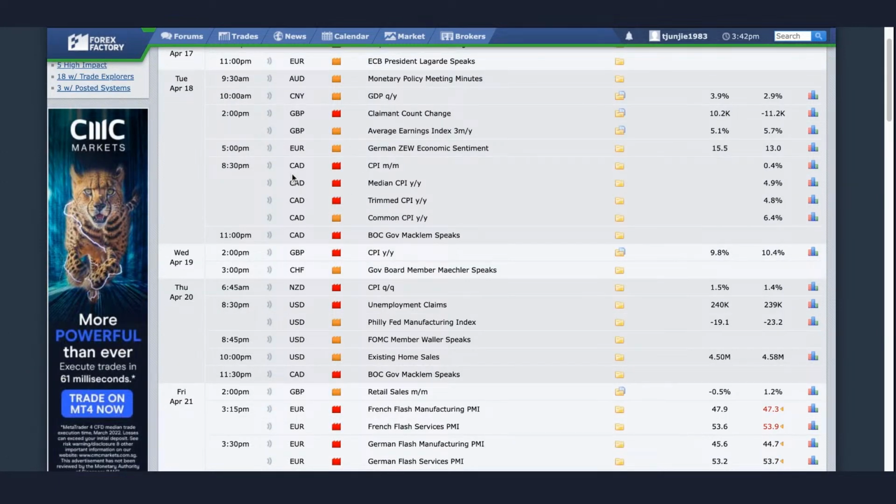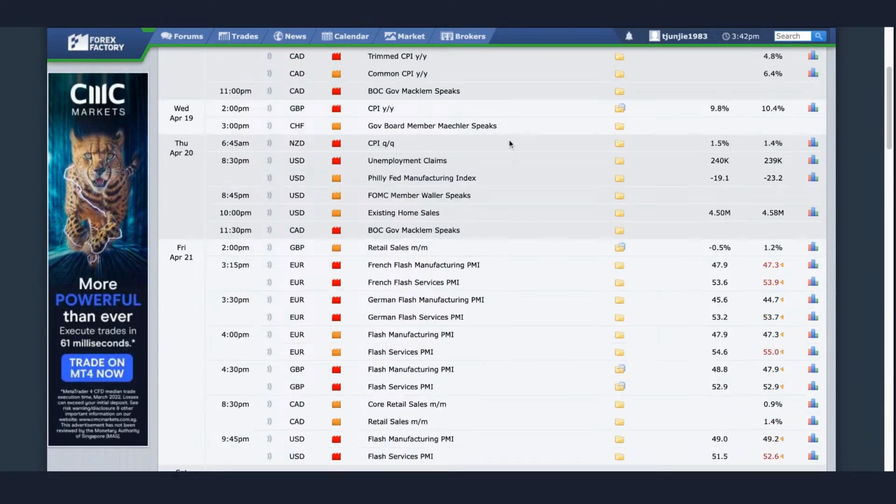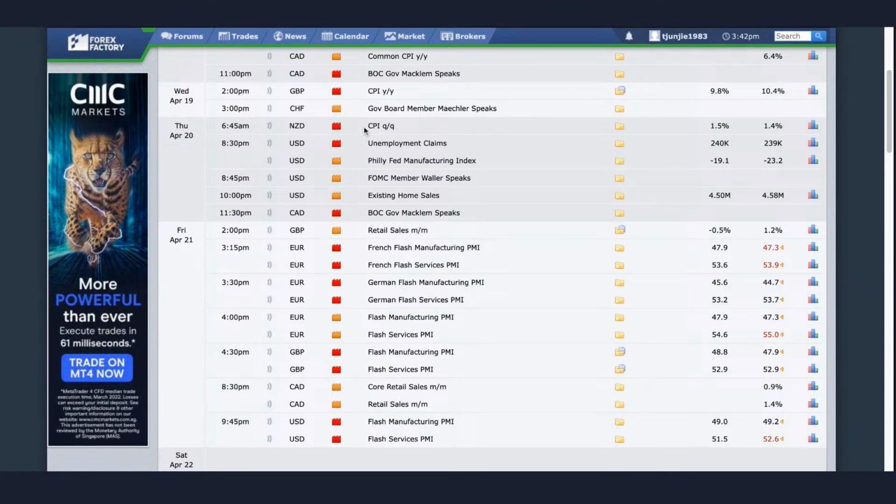If you are trading the Canadian dollar, maybe you need to take note of that. And from Wednesday on, you have CPI for the pound, and then for the New Zealand dollar. So pretty much these are the news releases for the next week.